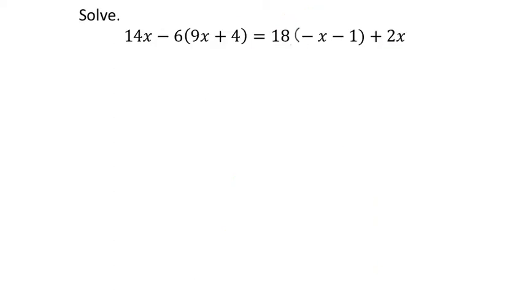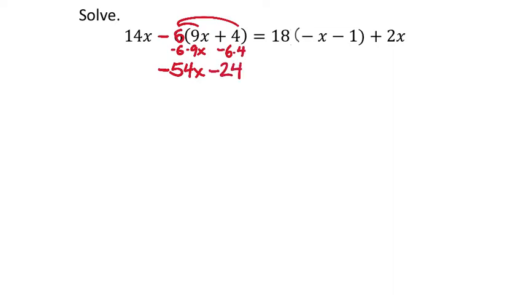Okay, so here we see this one. Yeah, it's a little bit bigger, right? But just because it's bigger doesn't mean that it's more difficult. So right off the bat here, we'll start by distributing. I'm going to distribute this. Remember, it's a negative 6, not just a 6 right here. So that's negative 6 times 9x's, which would be negative 54x's. Then I also have negative 6 times 4, which is negative 24.